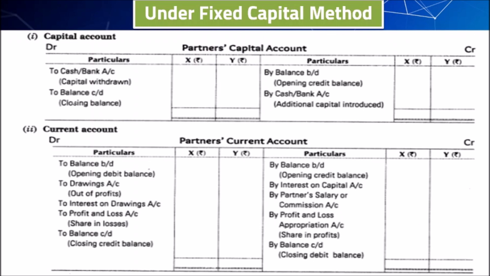Now again, we focus on the credit side. By Interest on Capital, the same entries you can see which we mentioned already in the capital account under the fluctuating method. Interest on capital, partner salary or commission, profit and loss appropriation. Okay, and here on the debit side you see To Drawings, To Interest on Drawings, To Profit and Loss Account meaning loss. Okay, and finally the balance, To Balance C/D. Okay, like I told you that the current account can show you a negative balance, that's why on the credit side also the balance is being mentioned.